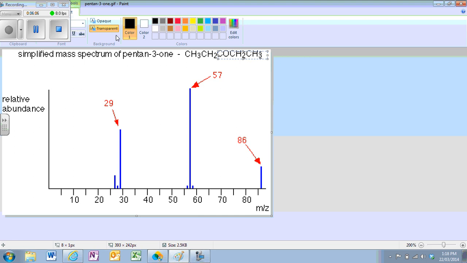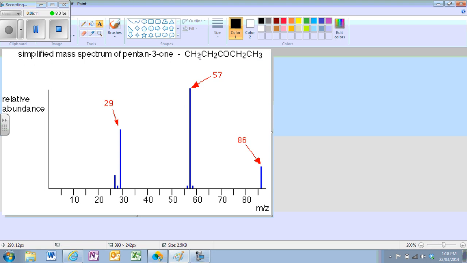Oops, that didn't work so well. So let me just get out of that. I was trying to highlight, but that didn't work so well.